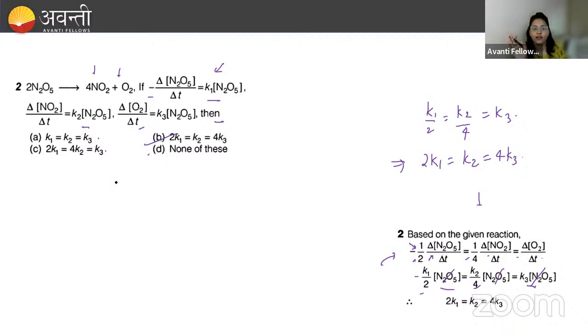This is a very different problem from those we have solved so far, but this type of problem can be asked in the examination. That's why we have taken these examples here also. Okay, let's move on to the next problem.